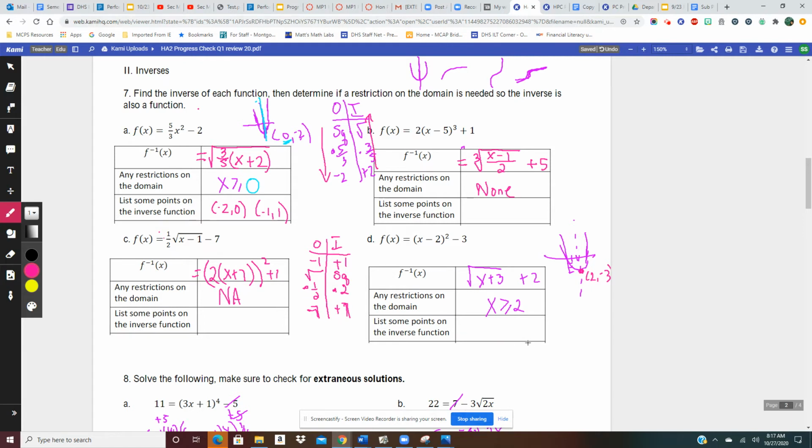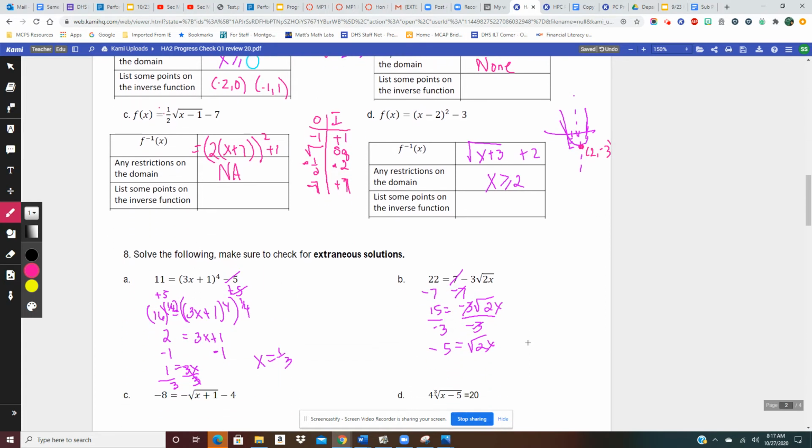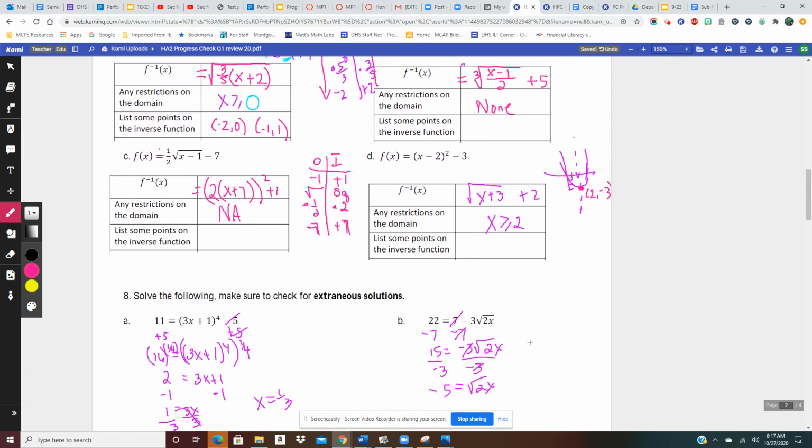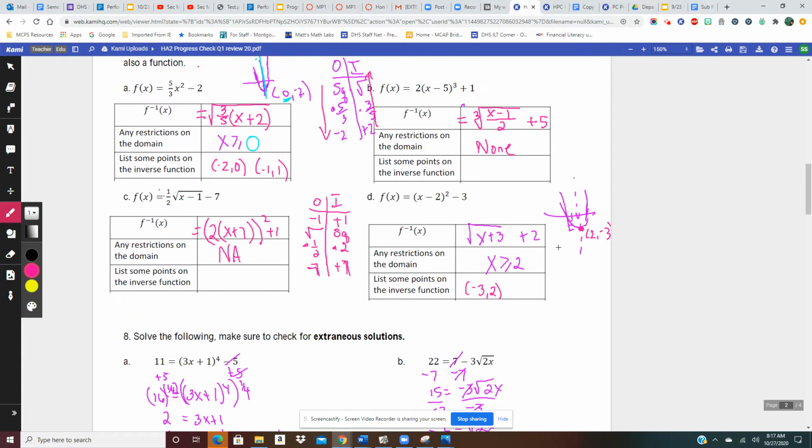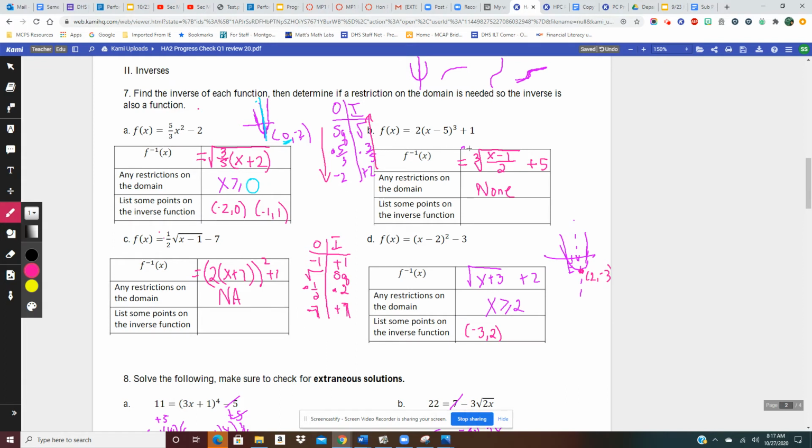So same thing on this one. Well, I know my endpoint here is 2, negative 3, so I know negative 3, 2 at least is going to be on my inverse. This one is 5, 1, so I know 1, 5 is going to be my inverse. This one is 1, 7, 1, negative 7, so I know negative 7, 1 is going to be my inverse. And I'll go back and fill in some more points there to make sure you got the right answer.